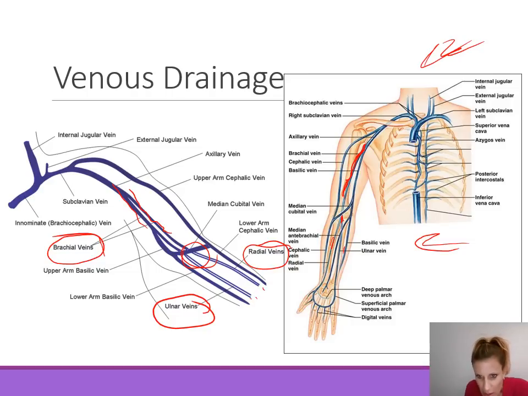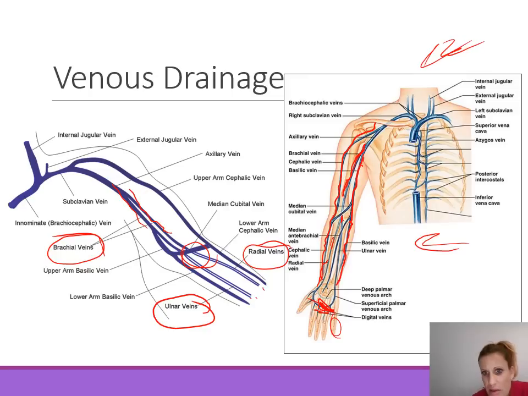So here you can see the dorsal venous networks. And then coming up the thumb side of the hand is the cephalic vein. So, oh, this actually is showing you the palmar networks. But coming up the thumb side of the hand is the cephalic vein, right, all the way up the thumb side. Coming up the pinky side of the hand is the basilic vein, right, comes all the way up.